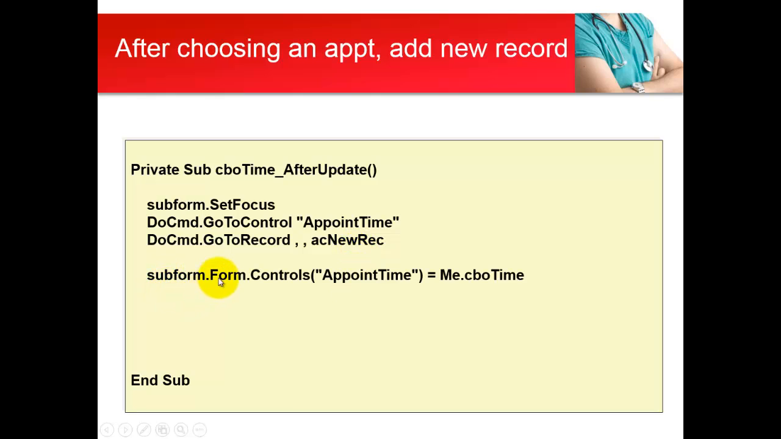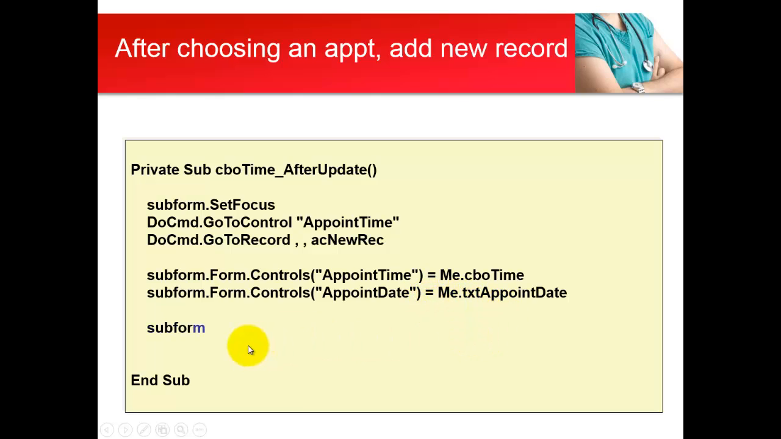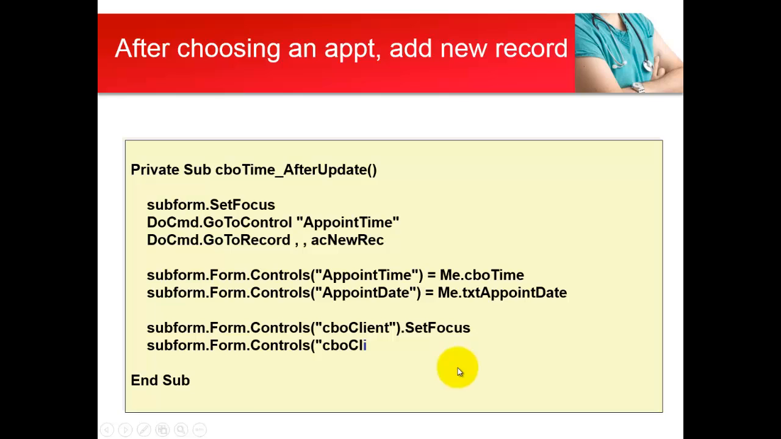Then in the subform, the form property of all the controls, the one that is called appoint time, put in there the CBO time, the time that was chosen in the combo box. In the control appoint date, we assign the date of the text appoint date. Then we set the focus on the CBO client, so the user can see that they should choose a client there. And we let that control drop down, so it's already open.